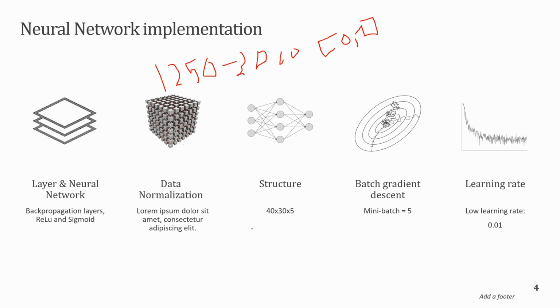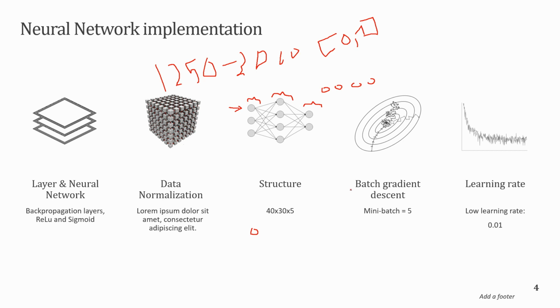The structure that I use for the neural network is 40 neurons for the input layer. That means that the 40 previous values of the stock market exchange are input here. We have later 30 neurons for the hidden layer and 5 neurons to predict the 5 next values of the stock market data.